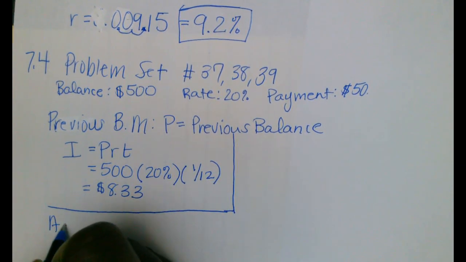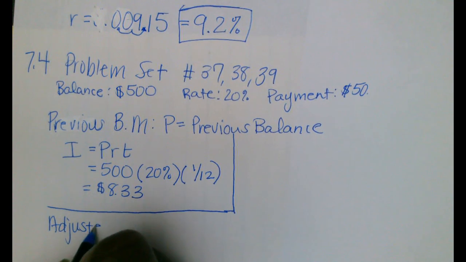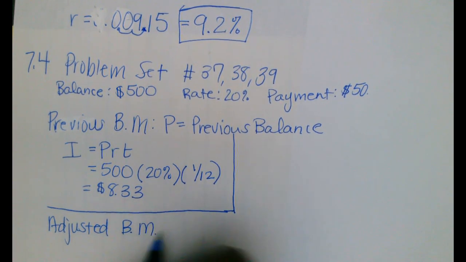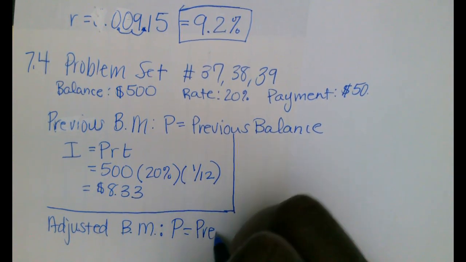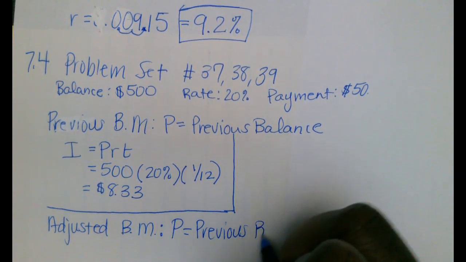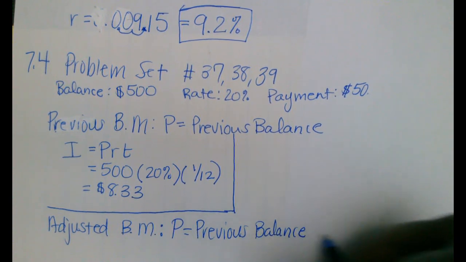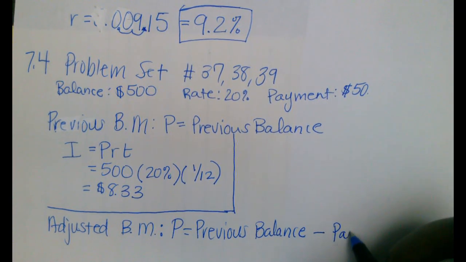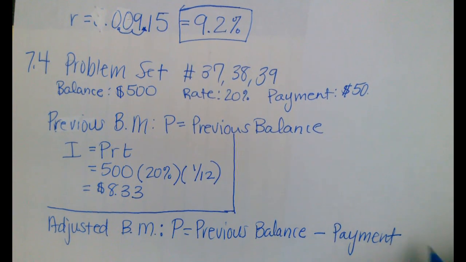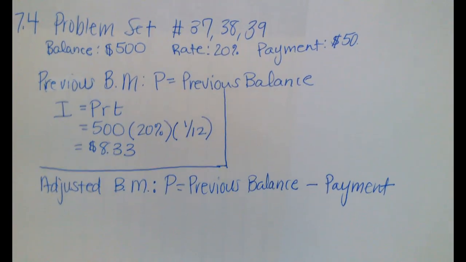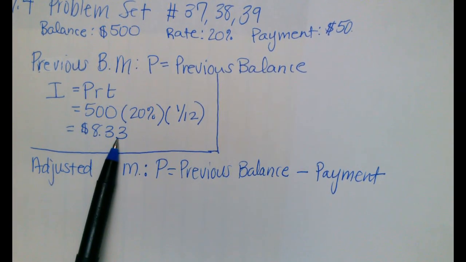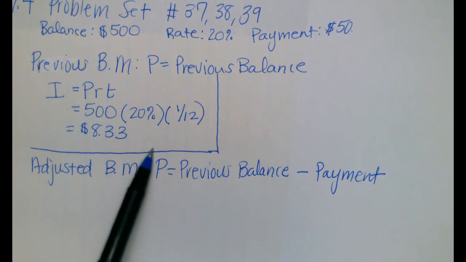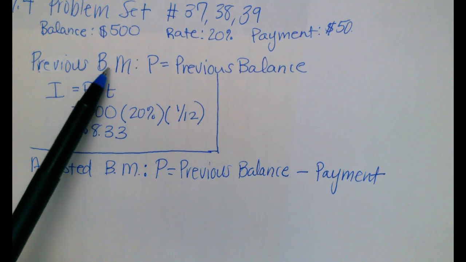Now let's work with the adjusted, I believe it's adjusted balance method. P is equal to the previous balance minus your payments or credits. So previous balance minus payments. So here they don't care how much you could have paid it off. They're still going to charge you interest because you had a balance last month.